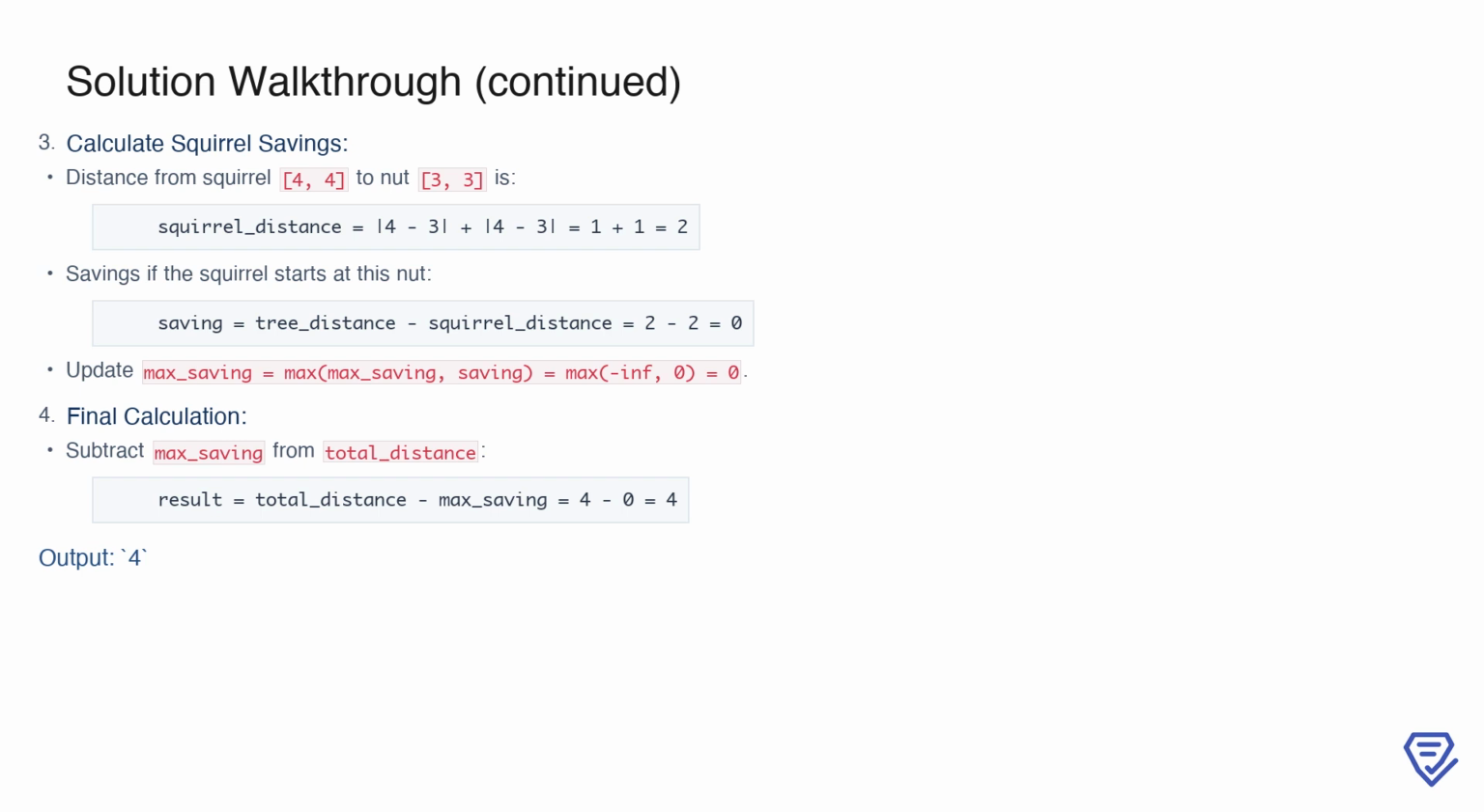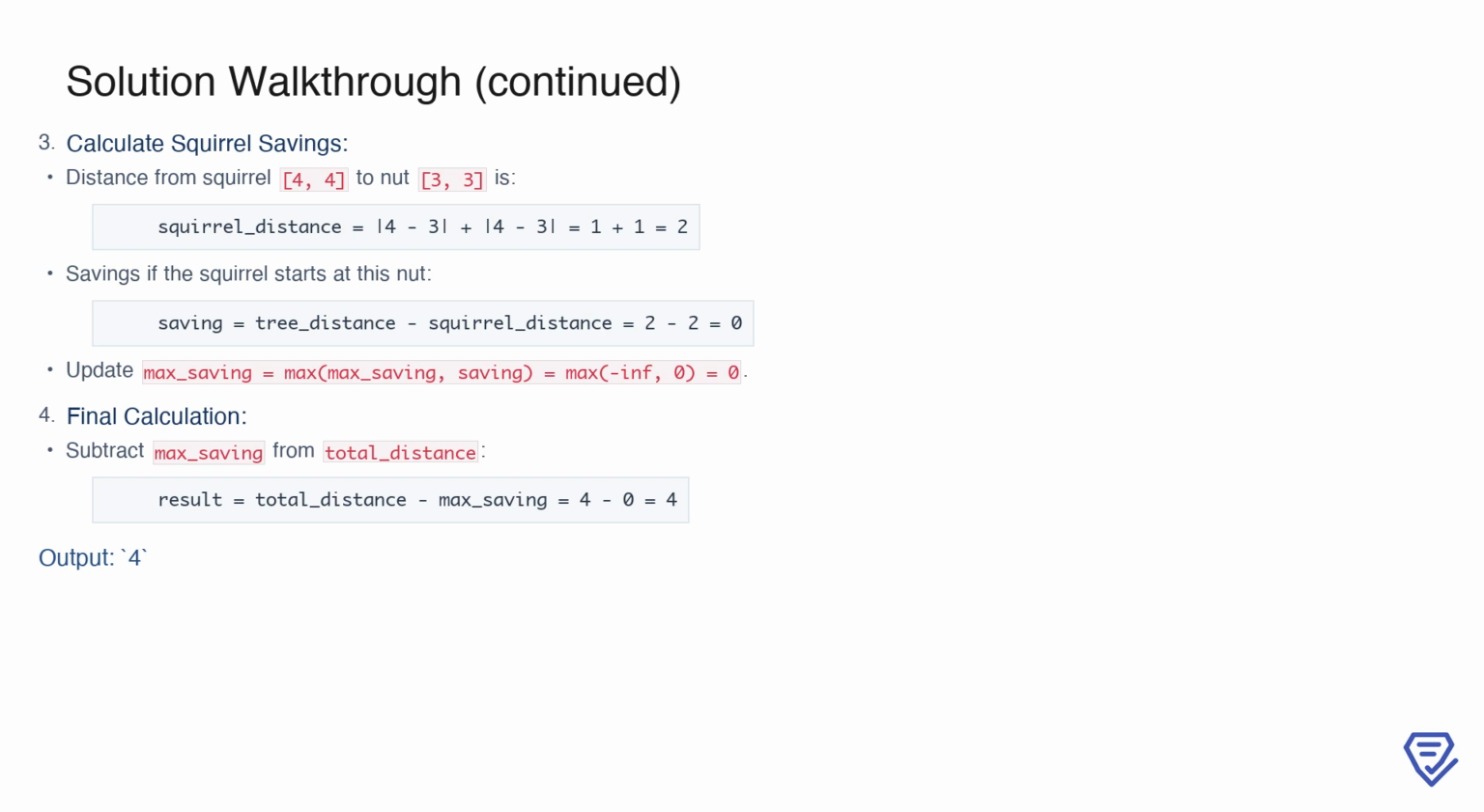Next, we calculate the potential savings if the squirrel starts by picking up the nut at 3, 3. The squirrel's distance to this nut is also 2, using the same Manhattan distance formula. The savings in this case would be the difference between the tree distance and the squirrel distance, which is 2 minus 2, resulting in 0.